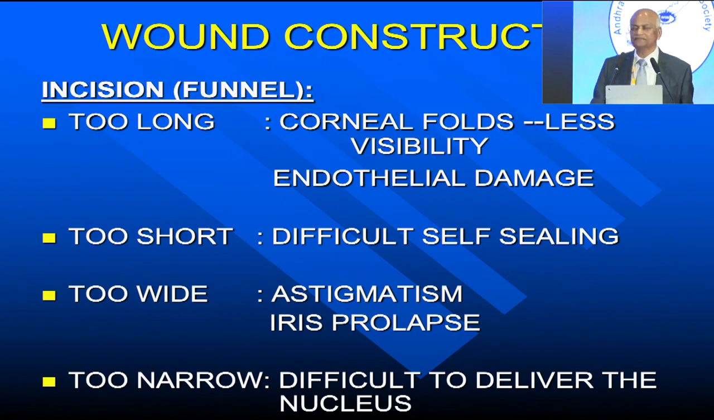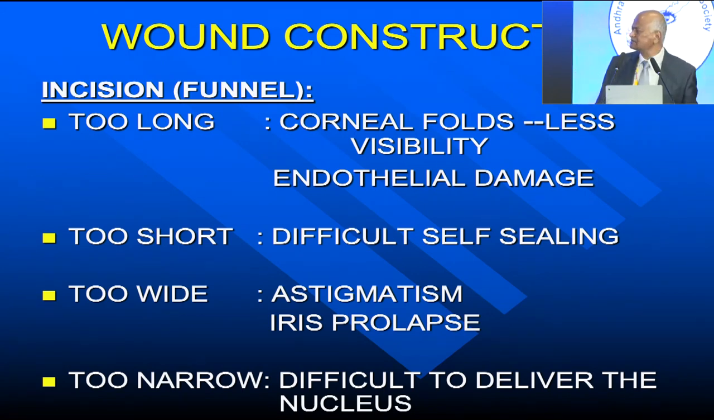Now if it is too wide, what happens, sometimes you get only the small incision parallel to the limbus. Now when it is parallel to the limbus, then the astigmatism is more, and the iris gets prolapsing every time. And to avoid that, again we will have to see that the width of the incision should be minimized.